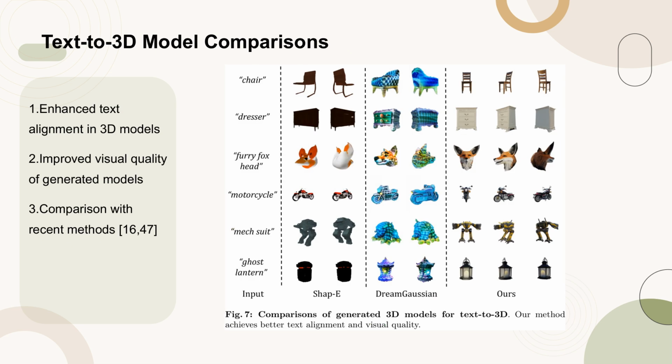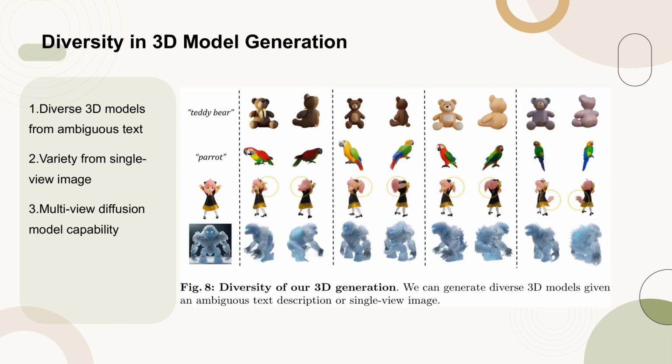Figure 7 presents a comparison of generated 3D models for text to 3D tasks. Our method demonstrates superior text alignment and visual quality compared to recent methods. This enhancement is attributed to our multi-view setting, which effectively mitigates issues such as blurry back views and flat geometry, resulting in more detailed and realistic 3D objects. The figure illustrates the improved realism and text alignment achieved by our approach, highlighting its effectiveness in generating high-quality 3D models from text descriptions.